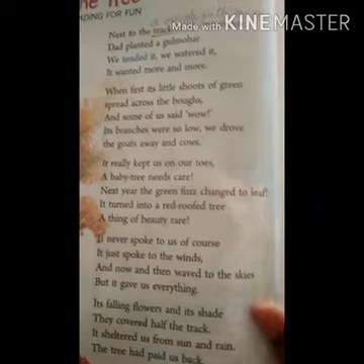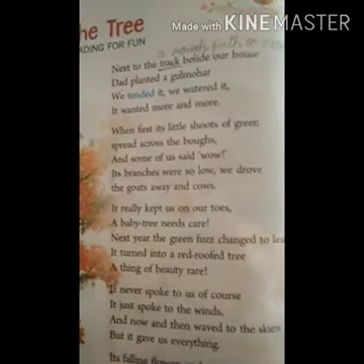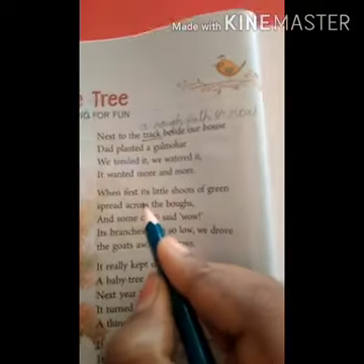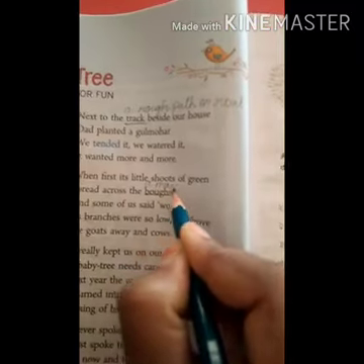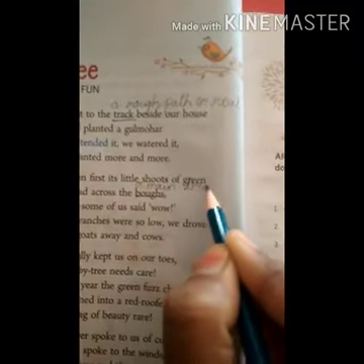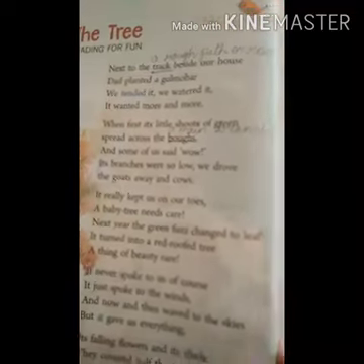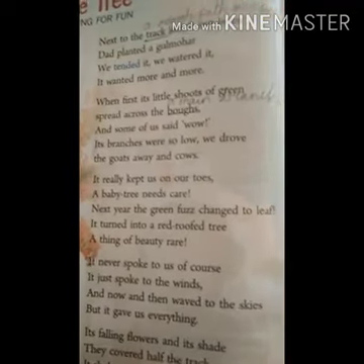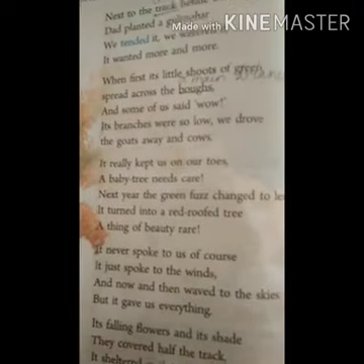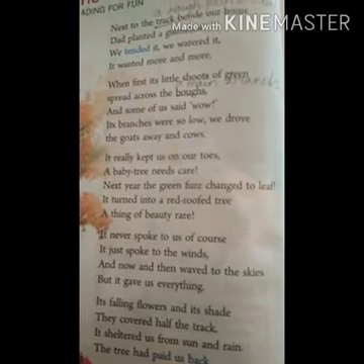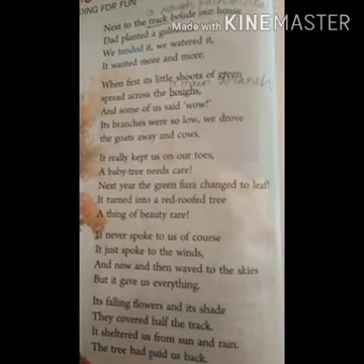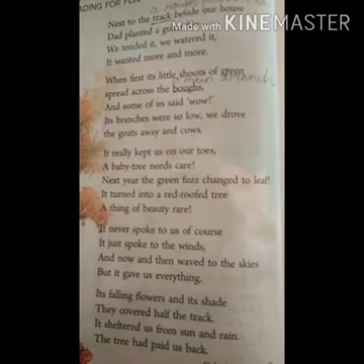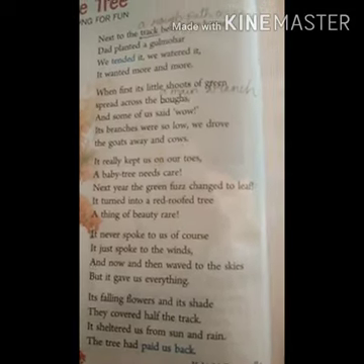What is the meaning of boughs? Middle branch. Boughs means a main branch of a tree. Okay, a main branch in that plant. Boughs are known as main branches. Now, and some of us said, "Wow!" When that small plant kept growing, all of their family members said, wow, it looks so beautiful, so nice a tree. Like that they started saying.